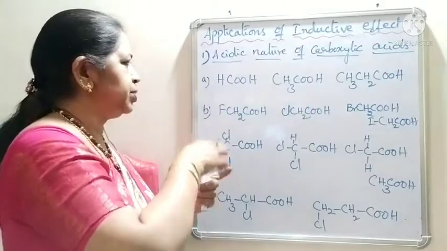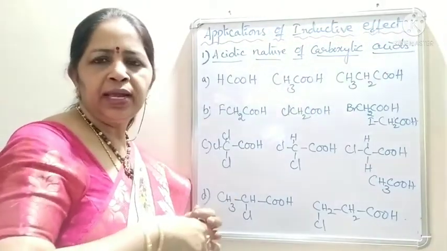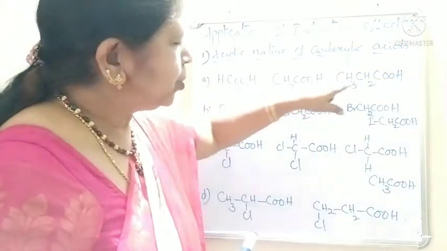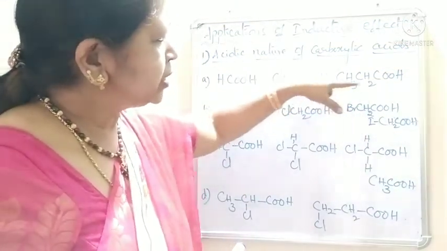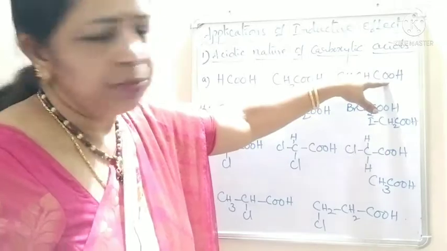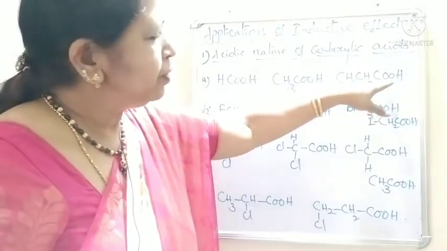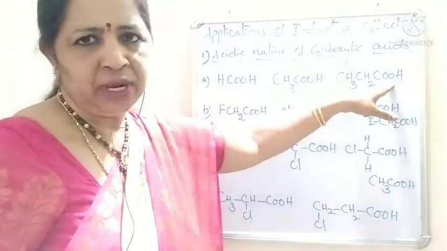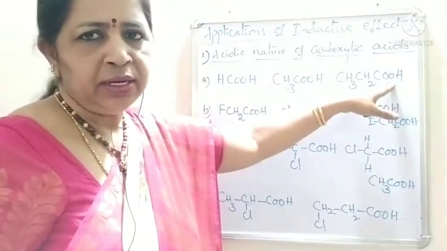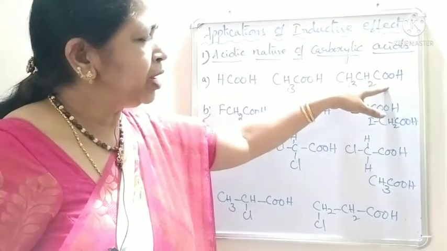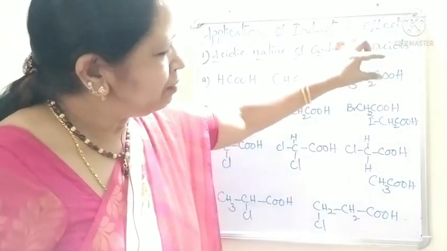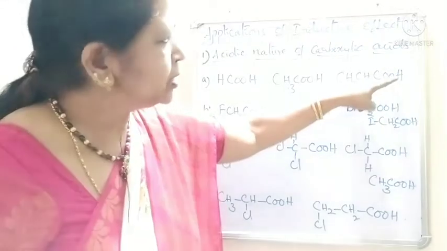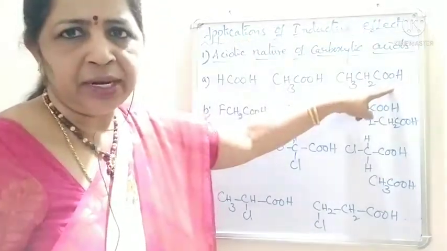Now what happens? We know that the alkyl groups are electron releasing groups. In this, there are two alkyl groups which increase the electron density on the carboxylate ion. If it has to show the acidic nature, it has to lose the proton. When there is less attraction between the oxygen and hydrogen, this hydrogen can be easily eliminated.